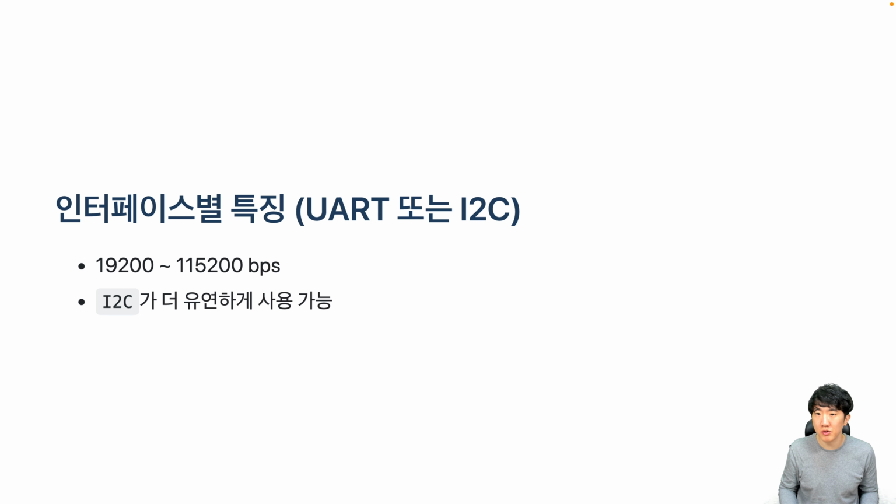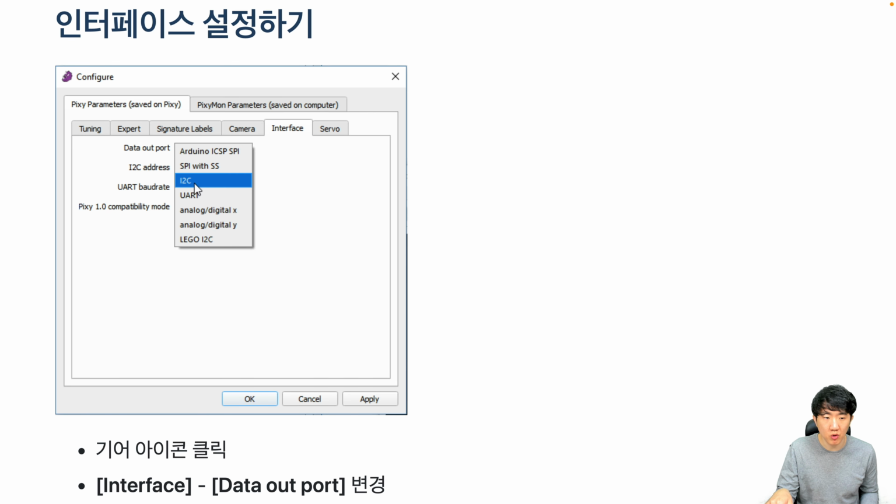To set up the interface, click on the gear icon in our PixyMon, and you will see the Interface tab. Here, in the document, there is a specific section that explicitly mentions the data output process. Here we have Arduino ICSP, SPI with slave select pin, I2C, UART, analog digital X, analog digital Y, and Lego I2C. This is related to Lego, so I will skip the explanation.